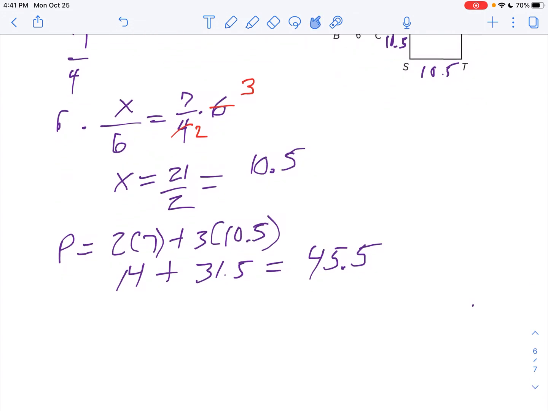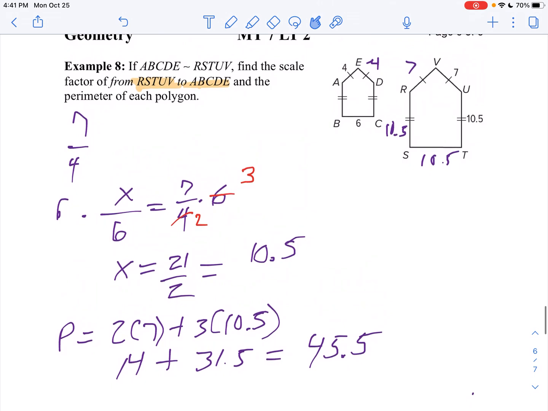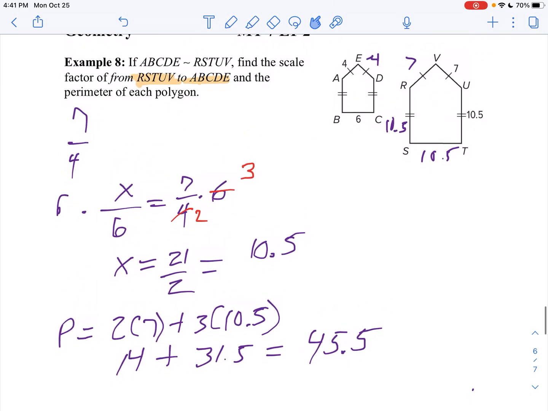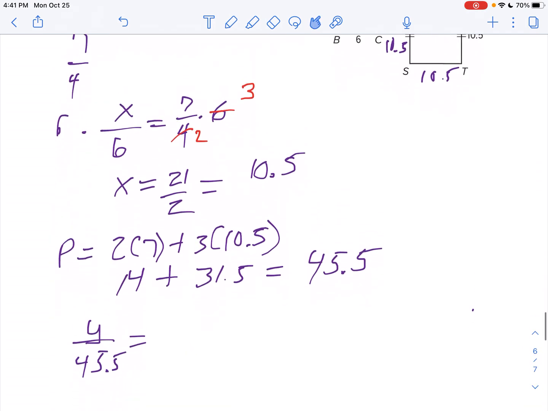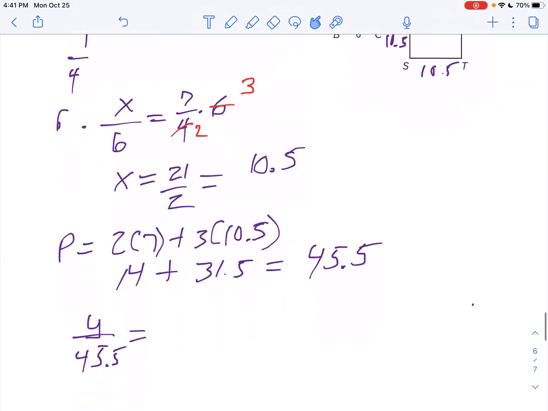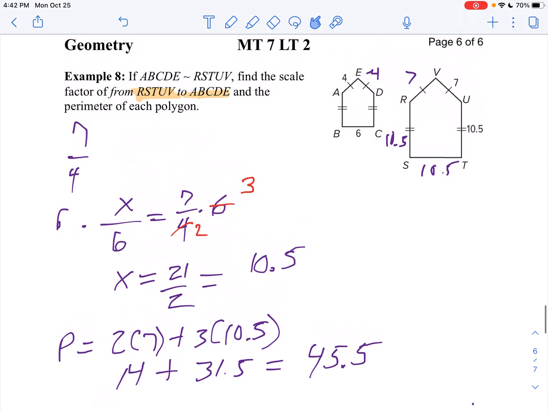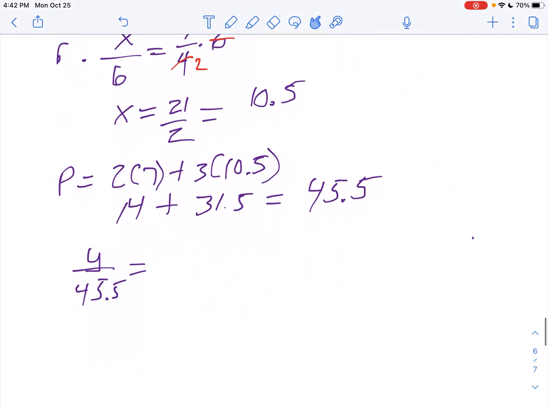I'm going to write my scale factor. I'm going to say the perimeter of my first shape, the perimeter of shape ABCDE, I don't know what that is. I'll call that Y. That corresponds to 45.5, in the same way my scale factor goes. Now notice I wrote the first shape in the numerator. So I'm going to use my scale factor and flip it around. I'm going to go from the first shape to the second shape. So I'm going to say 4 is to 7.